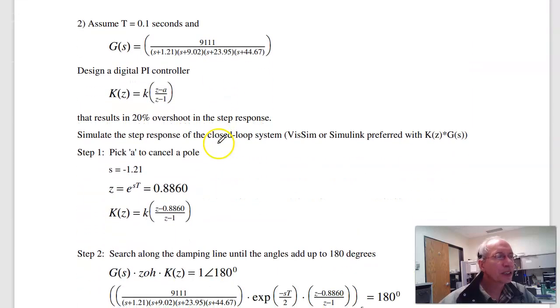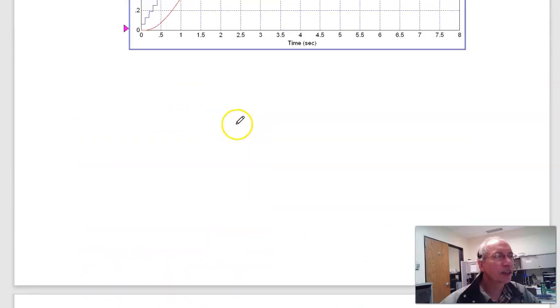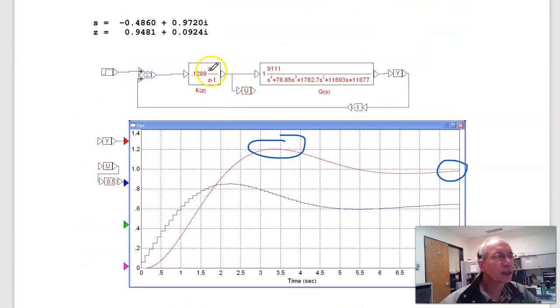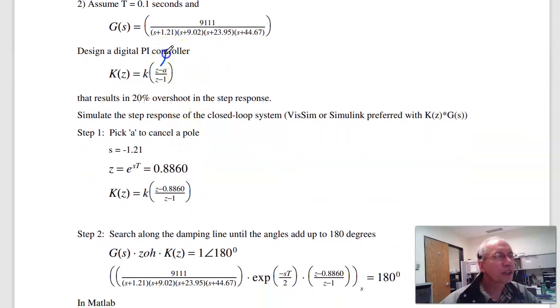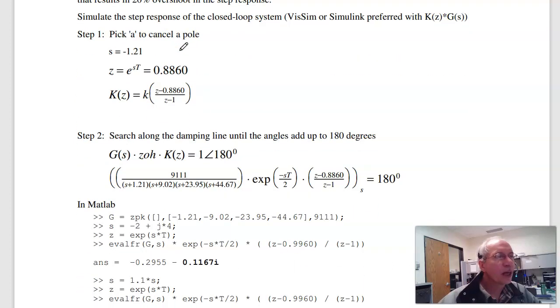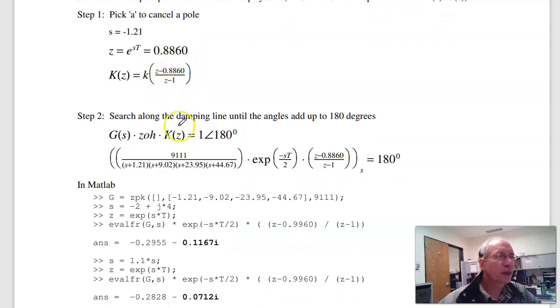Problem 2 says now do a PI compensator. The difference between I and PI is with a PI I get to put a 0 anywhere I want, versus the integrator, where I stuck the 0 at the origin. If I do that, I can use the 0 to cancel the pole at minus 1.21. Converting to the z-plane, z to the st, I put the 0 at 0.886. That cancels the pole at minus 1.21 in the s-plane. Now repeat. I've got the form of the compensator.